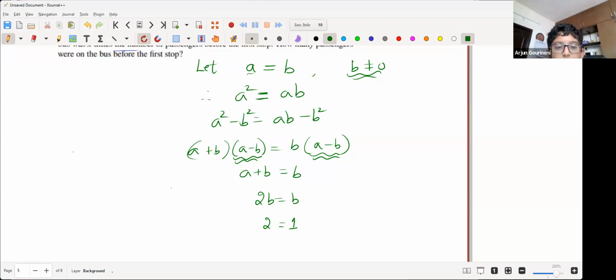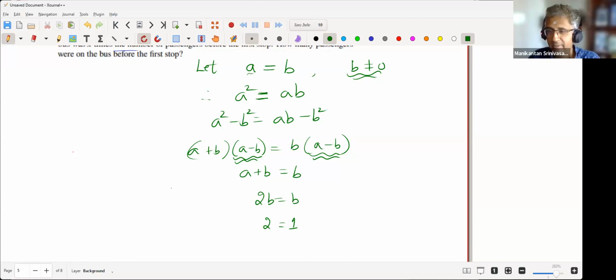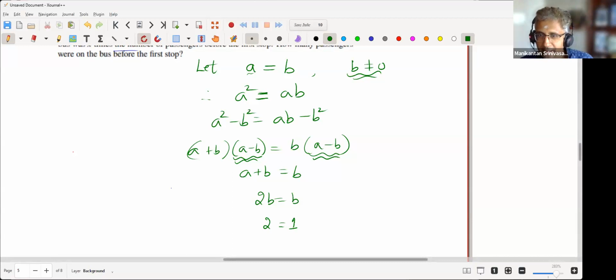Sir, it's possible that B is not a real number. No, I'm saying B is a real number. Okay, I'll just say B is not equal to 0 and B is real.